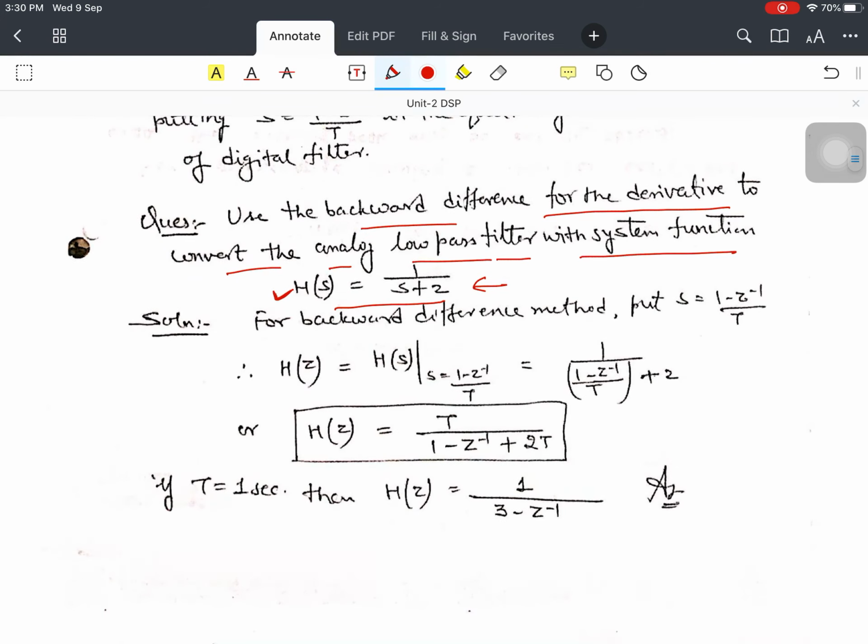So simply H(z) equal to H(s), where s equals this value. So just put s equal to 1 minus z inverse by T. I have put it over there. So when you solve it, you will get this value. And if you are considering T equal to 1 second, which in most cases we do, we will consider T equal to 1 second. So you will get this transfer function.